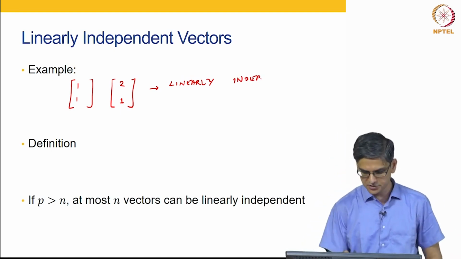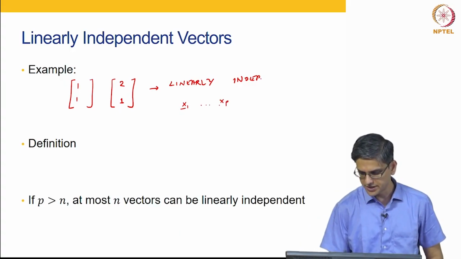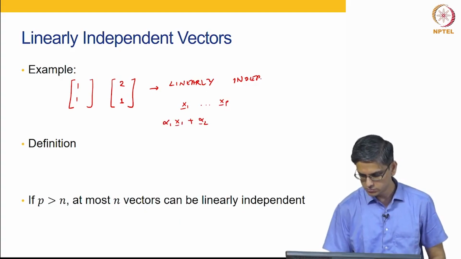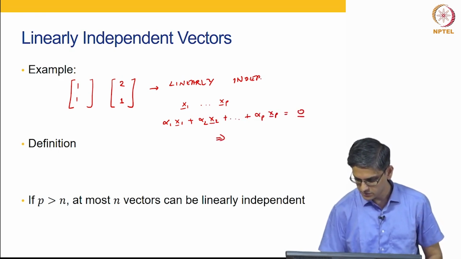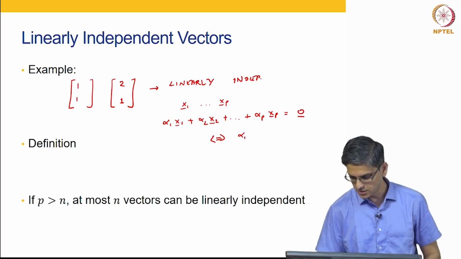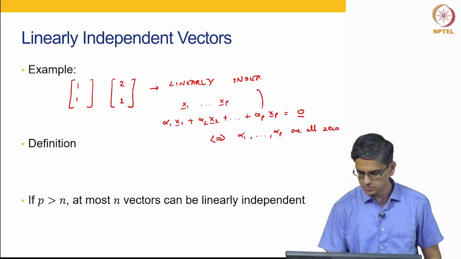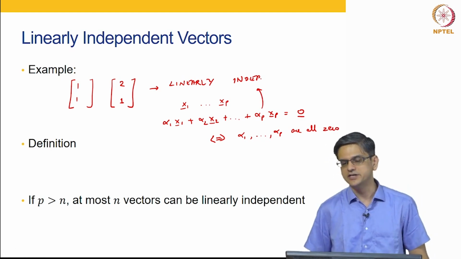What is the formal definition? If you have vectors x1 bar up to xp bar, and alpha 1 x1 bar plus alpha 2 x2 bar and so on equal to 0, if this implies alpha 1 up to alpha p are all 0, then these vectors are linearly independent. If not, then they are linearly dependent.